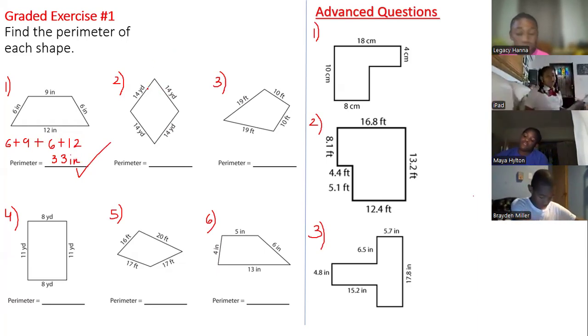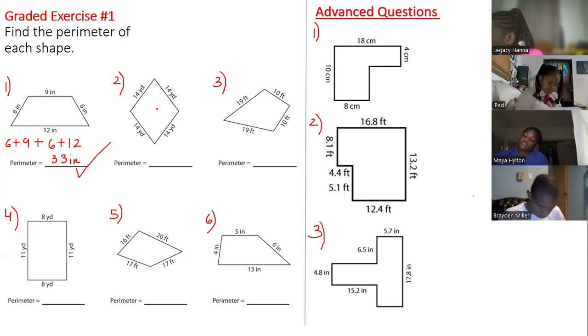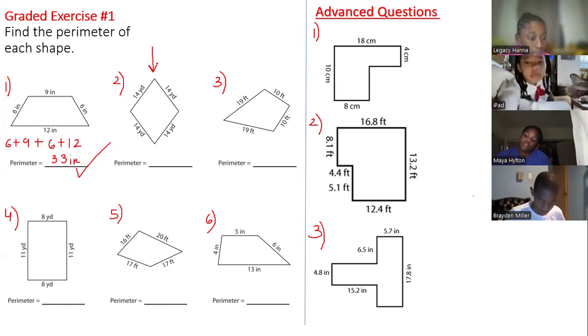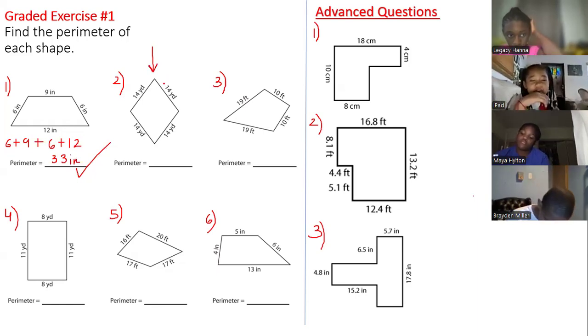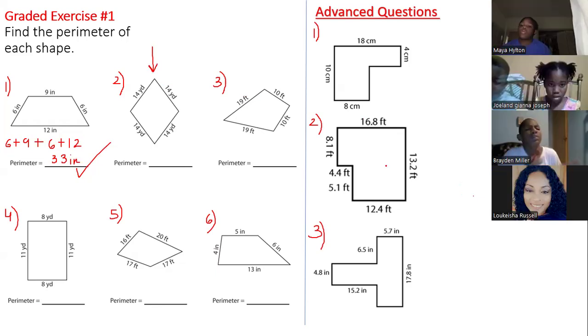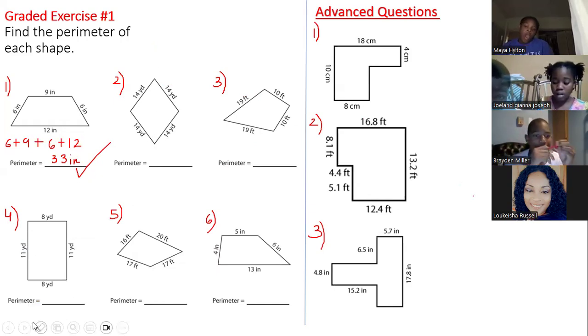All right, next this one. Anyone know what this shape is called? A diamond. Nope, a rhombus. Who said that? Me. Yes, it's a rhombus. All right, so what did y'all get for number 2?